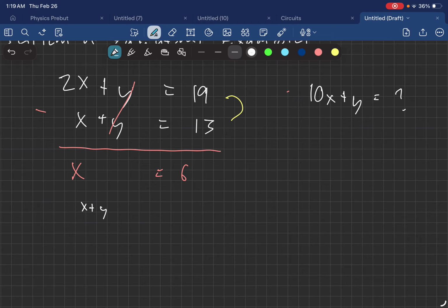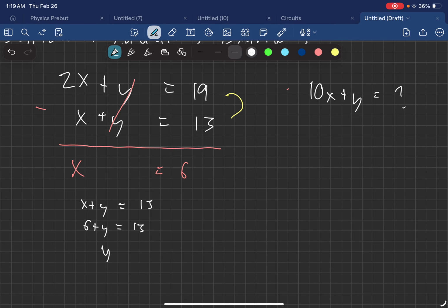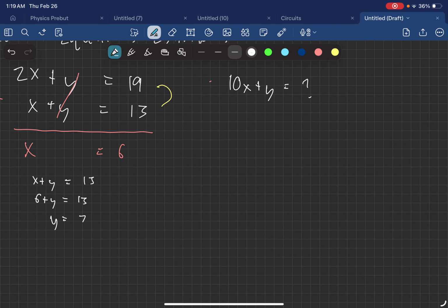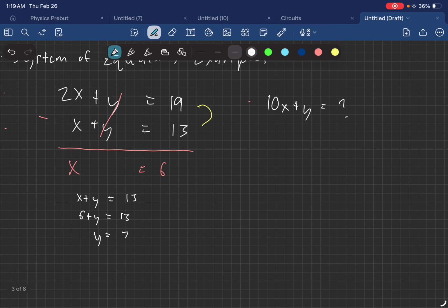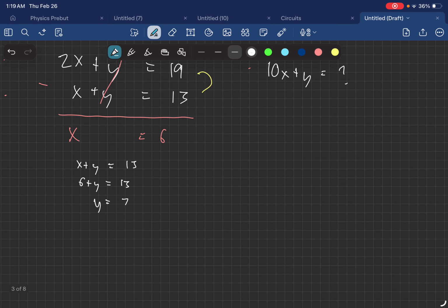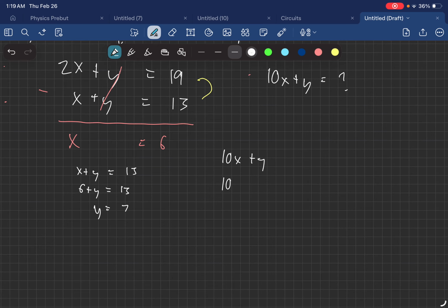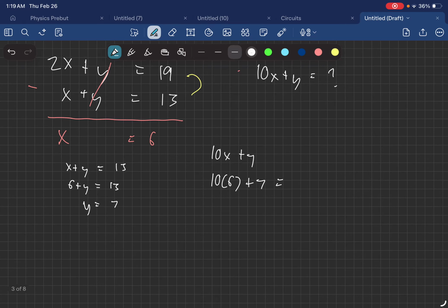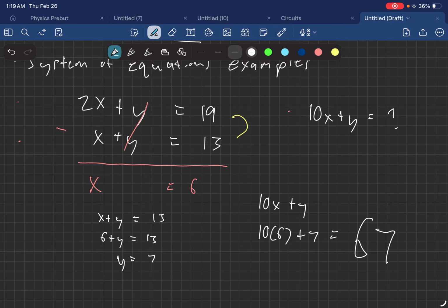So x plus y is equal to 13. Knowing that x equals 6, we have 6 plus y is equal to 13. Transpose 6 to the other side. We have y is equal to 13 minus 6, which is 7. So we have 6 and 7. Okay, anyway, 10x plus y, that's what we're looking for. So substitute our values. 10 times 6 plus 7, that is, whoa, 67. So anyway, yeah, that's system of equations.